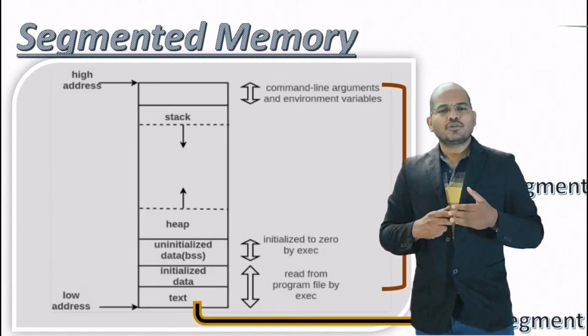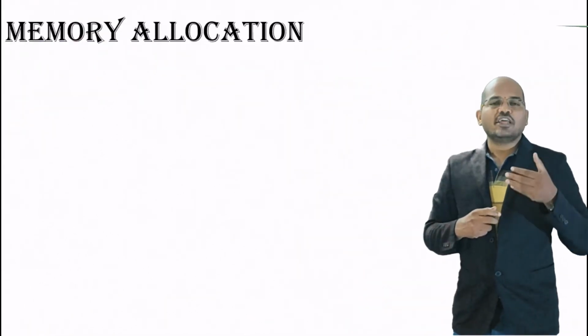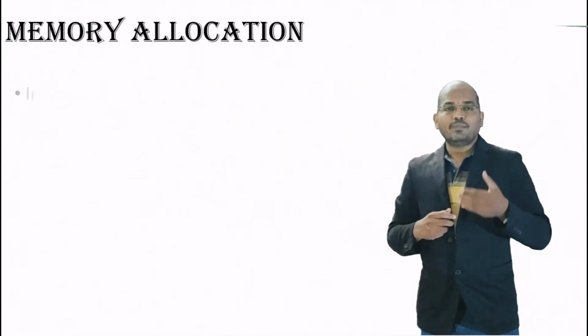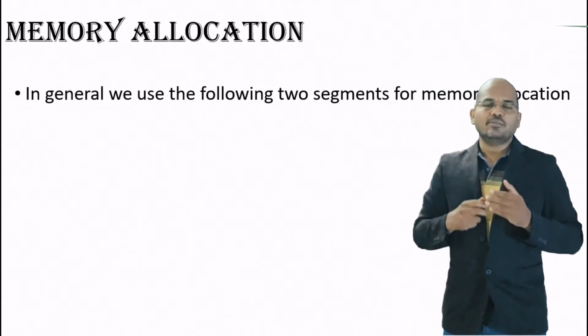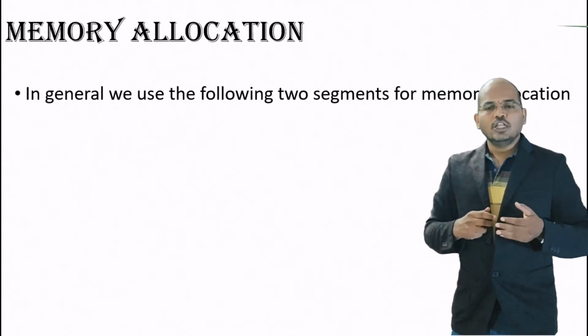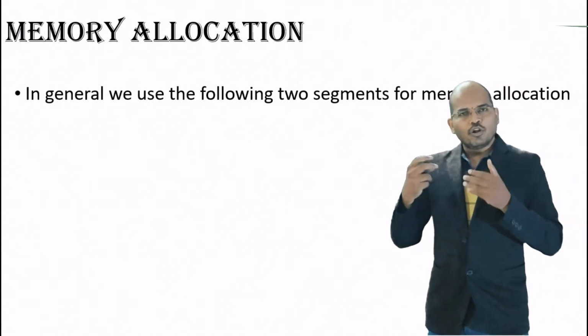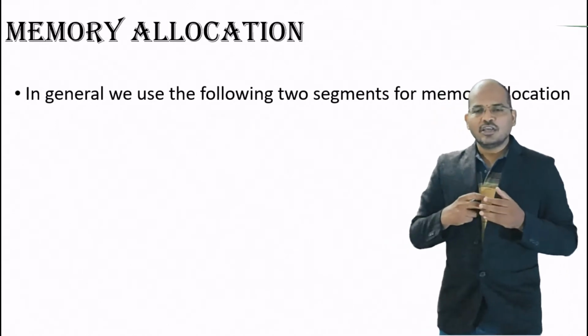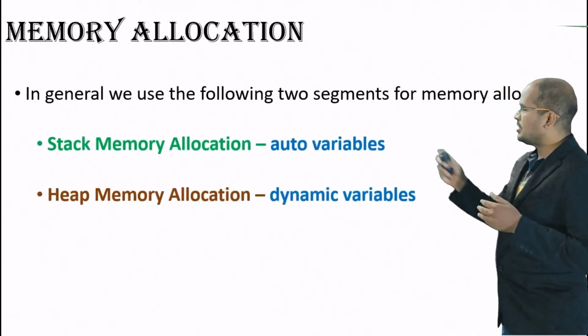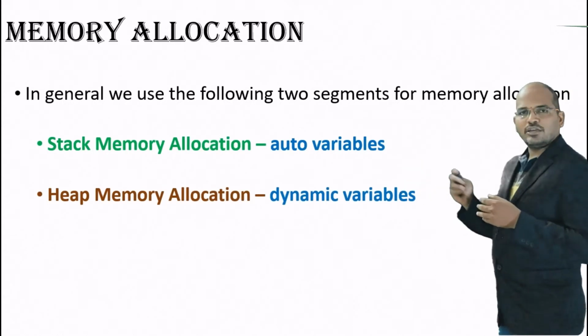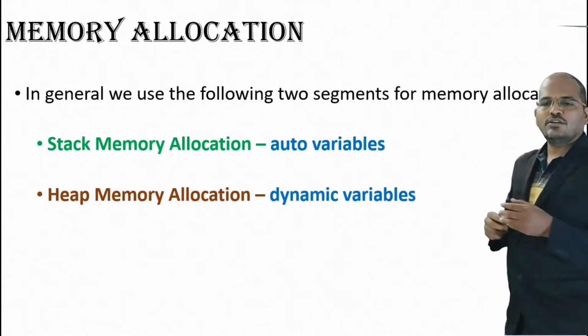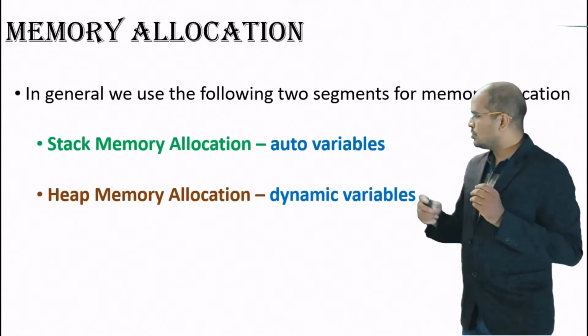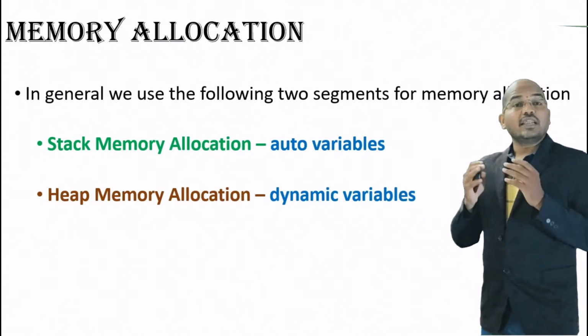Memory allocation is a procedure of allocating memory to variables, and that depends on the type of variable used and your requirement. So in general, we use the following two segments for memory allocation. First one is stack memory allocation, second one is heap memory allocation. We use stack memory allocation for auto variables, and we use heap memory allocation for dynamic variables.